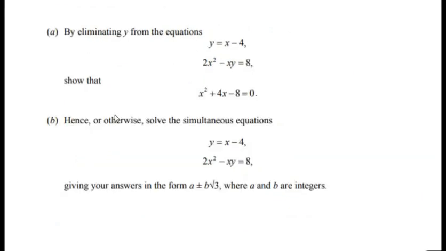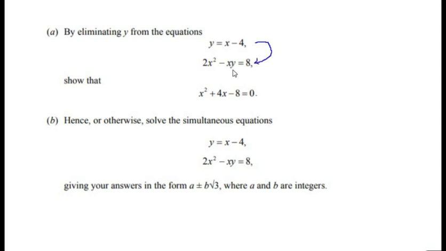Now let us look at the third example. These kind of questions are quite popular in some exams. So let us see how to solve them. By eliminating y from the equations y equals x minus 4 and 2x square minus x times y equals 8, show that x square plus 4x minus 8 is equal to 0. Here they want us to eliminate the y from either of the expressions by substitution. So the easiest way is we can just substitute the value of y in this equation and get rid of the y term.